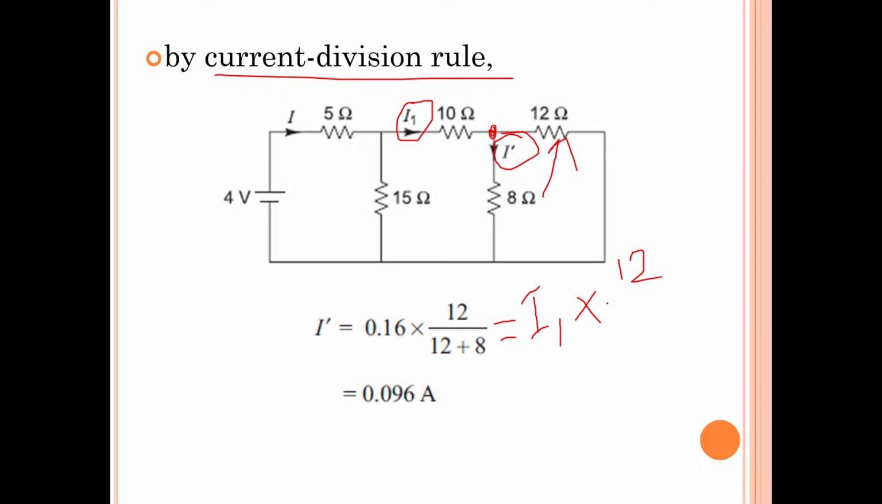The opposite resistance is 12 ohms, because I want to determine the current in 8 ohms. Opposite means the parallel connected resistor to 8 ohms, which is 12. Opposite resistance by opposite resistance plus self resistance, in which I dash current flows, that is 8. So I dash is equal to I1 into 12 by 12 plus 8. I1 is 0.16, so 0.16 into 12 by 12 plus 8. You will get I dash is equal to 0.096 amperes. You just complete it.